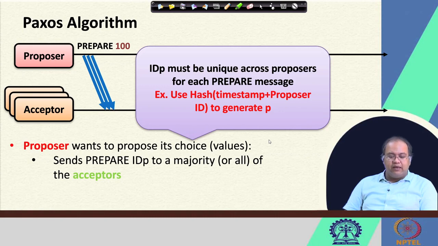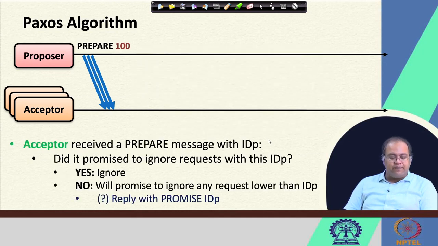Now, once this is received, as I mentioned earlier, this ID must be unique across proposers for each prepare message. You can have different ways to generate this ID. You can use the timestamp directly, or you can use a hash of the timestamp and the proposer ID to generate this unique ID. Once you generate this unique ID, the proposer sends a prepare message with it. Say here we have received prepare 100. Now the acceptor has received a prepare message with this ID.